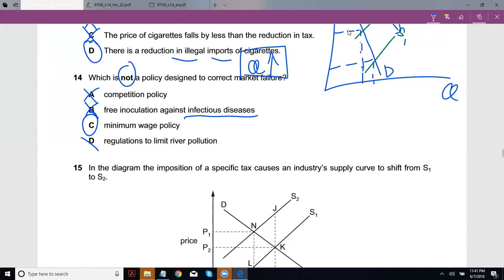Okay. Let me just explain why it's not D, then we can discuss that. We can agree it's not D though, because of river pollution, externalities, stuff of that sort. You feel like it's going to be A.